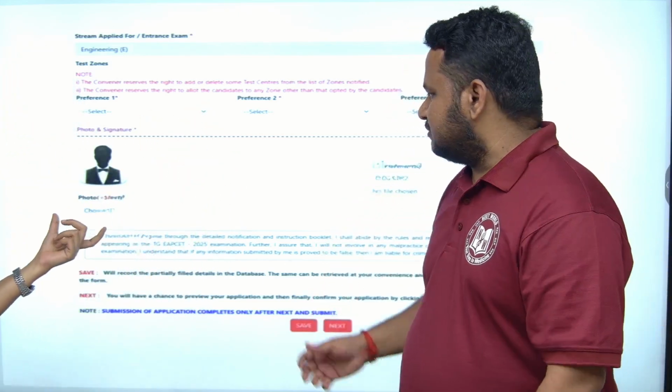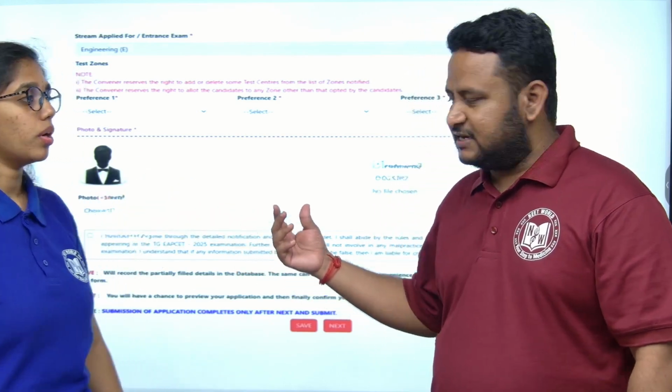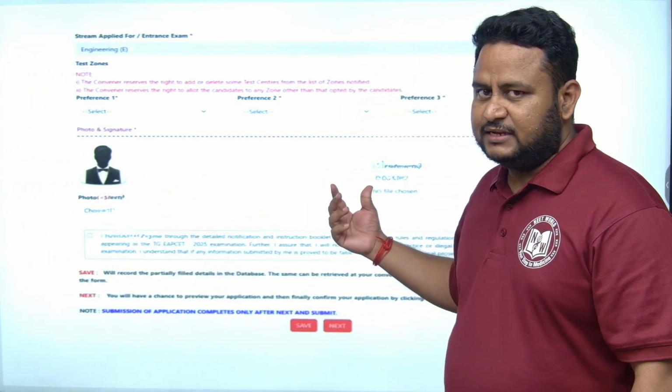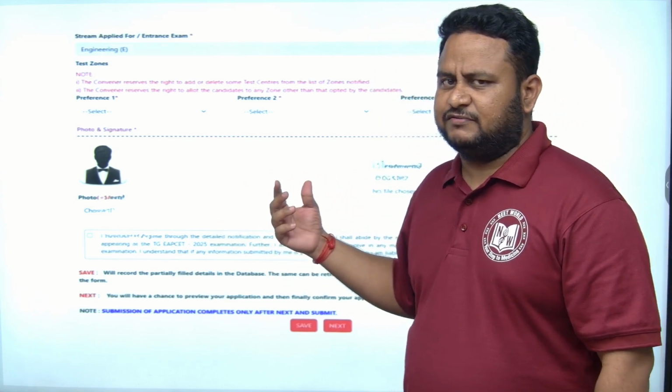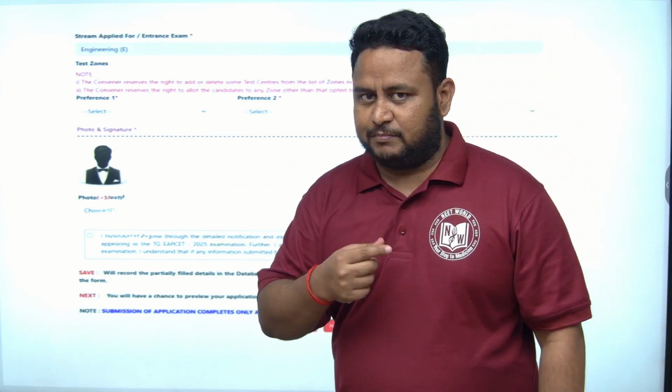And sir, next, please tell us about the photo size and signature size that they have. It should be less than 50 kb when it comes to photo. When it comes to signature, it should be less than 30 kb. You can check whether it is 20 or 30. You will get to know once you read the detailed application form instructions.